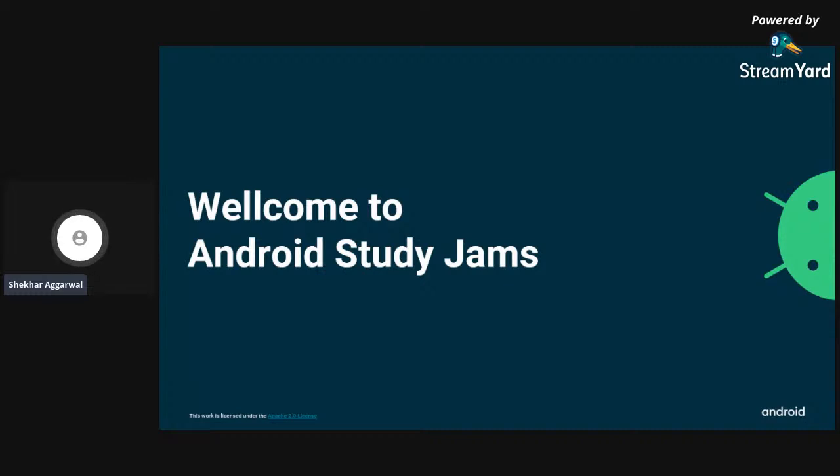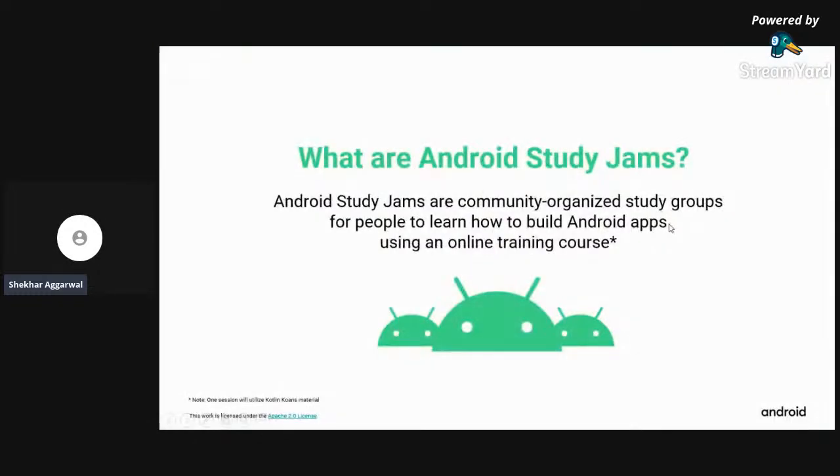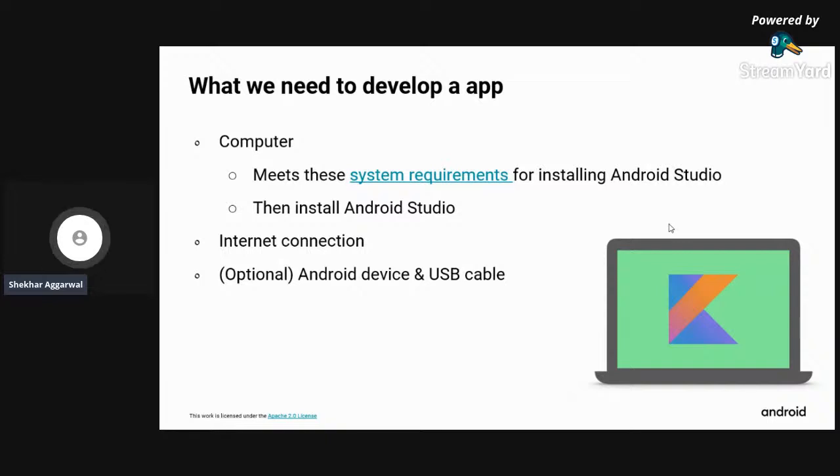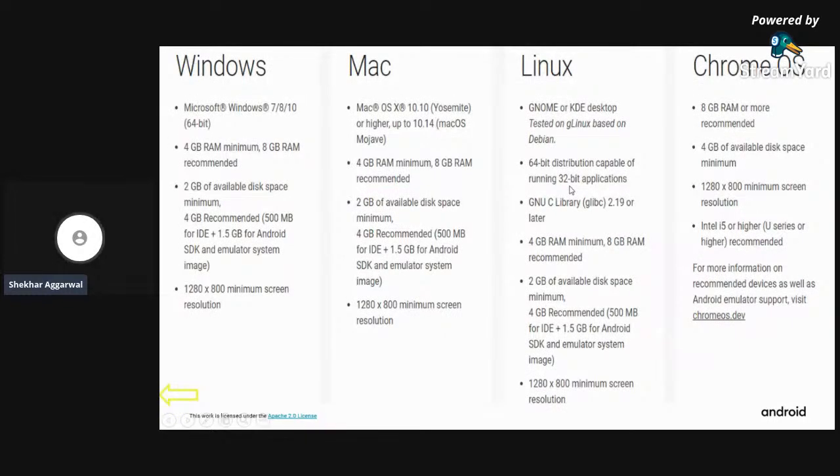The Android Study Jams program is designed by Google for new student developers who want to learn how to develop Android applications. To develop an app, obviously we need a computer, and the computer should have Android Studio. For that we need these requirements to install Android Studio. In Windows we need Windows 7, 8 or 10, any one of them. 4GB RAM minimum, 8GB RAM recommended.